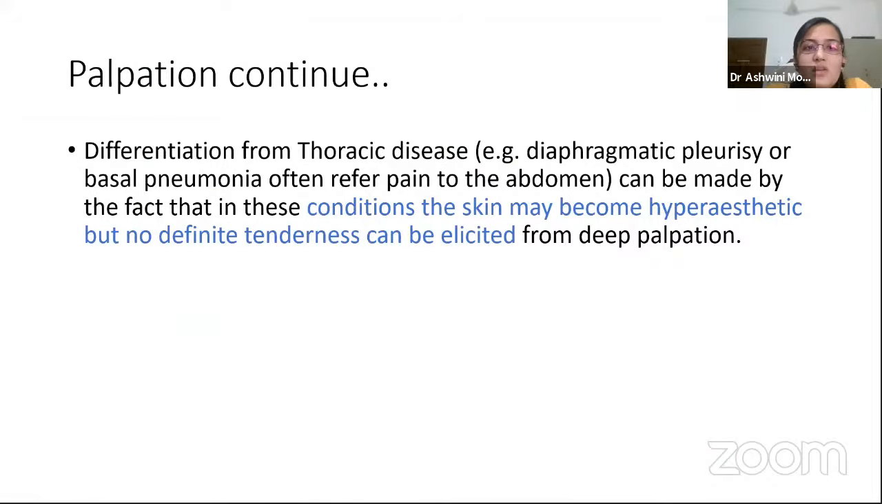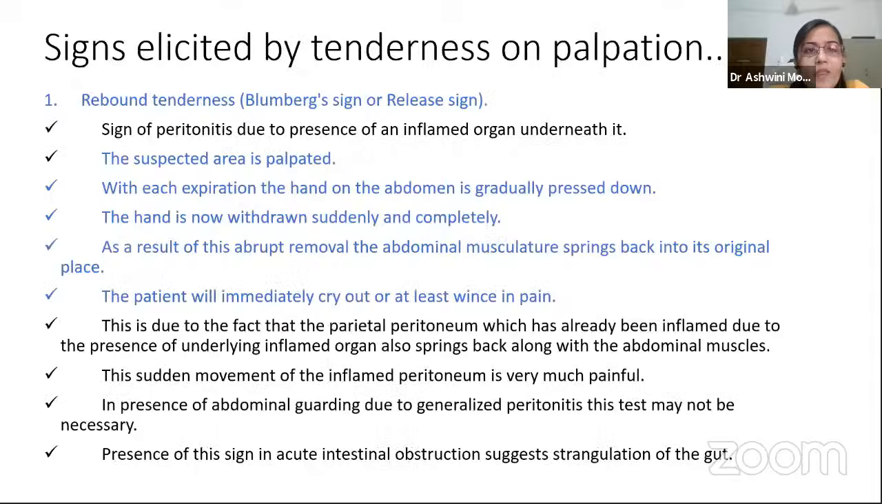On palpation, another thing we have to remember is how to differentiate thoracic disease from any abdominal disease. In diaphragmatic pleurisy or basal pneumonia, pain is often referred to the abdomen. In that case, hyperesthesia will be present on the abdominal skin, but there won't be any tenderness on deep palpation. So we can think of thoracic disease, diaphragmatic pleurisy or basal pneumonia.